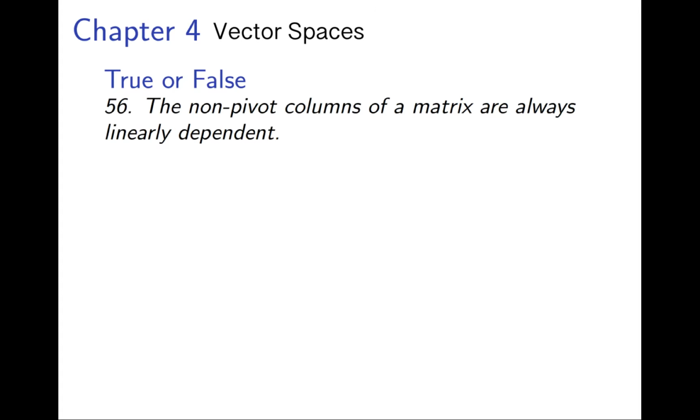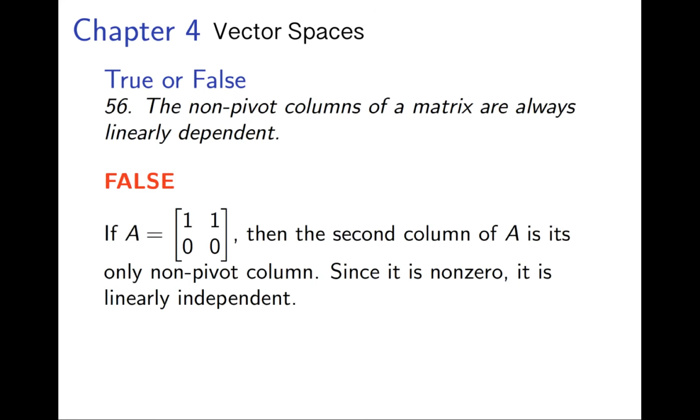Number 56. The non-pivot columns of a matrix are always linearly dependent. This is false. Again, a good way to check this is false is just come up with a basic example and see if it holds for that example. So here, if we have A is the matrix 1, 0, 1, 0, then the second column of A is its only non-pivot column. And since there's one non-pivot column and it's not the 0 column, it's automatically linearly independent.